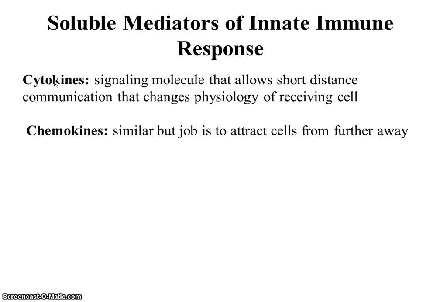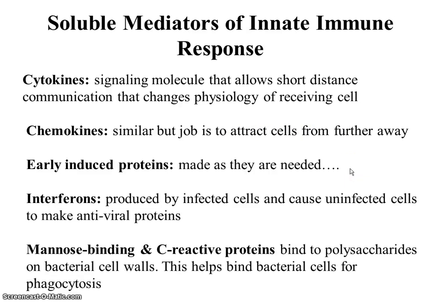So cytokines would ideally be released from a cell that's encountered or been affected by a pathogen, and the cytokine could call in other cells and causes those other cells to change some of their genetics or their gene expression, which then makes them more effective at defense. Chemokines are similar, but they attract cells from farther away. So it's just really what's the distance of effect.